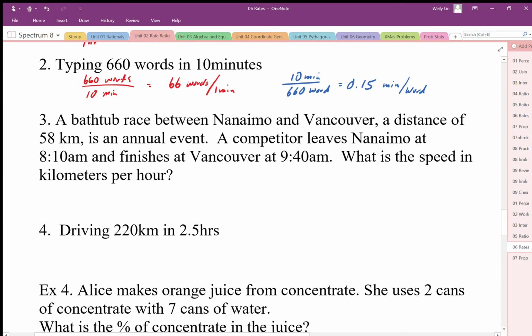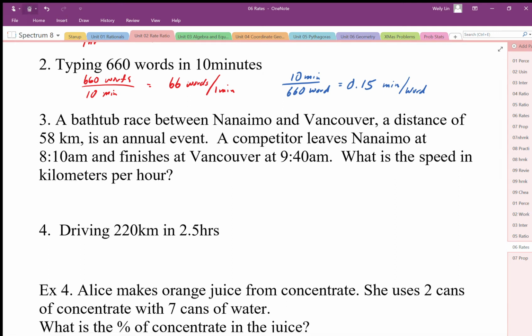For a long time they used to have this race in Vancouver, from Nanaimo to Vancouver. It's called the Bathtub Race, and it's a 58-kilometer event. I think they still have it, a small version of it now. It used to be really big. It used to happen in the summer, something called Sea Fest in Vancouver. The competitor leaves Nanaimo at 8:10 a.m. and finishes in Vancouver at 9:40 a.m. We want to figure out the number of kilometers per hour.